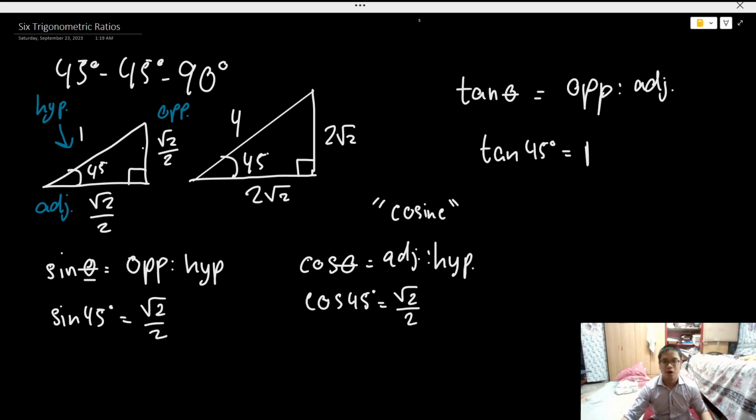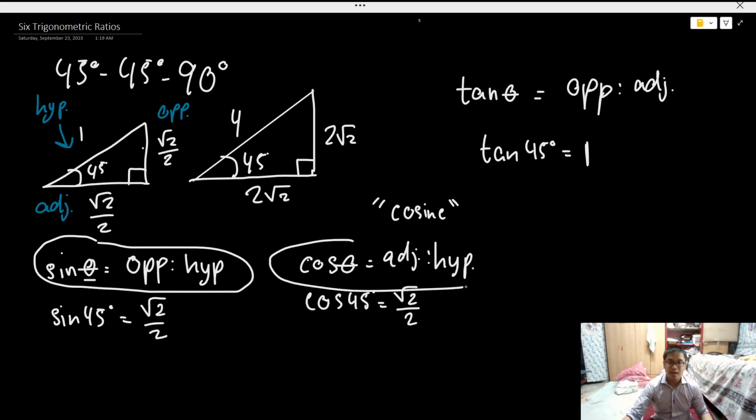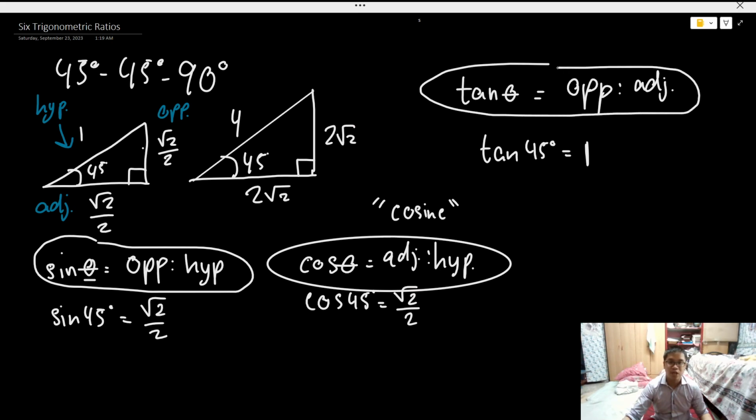That's it. As you can see, we have sine theta equal to the ratio of opposite to hypotenuse. Cosine theta is equal to the ratio of adjacent to hypotenuse. And tangent theta is equal to the ratio of opposite to adjacent. These three are trigonometric ratios.